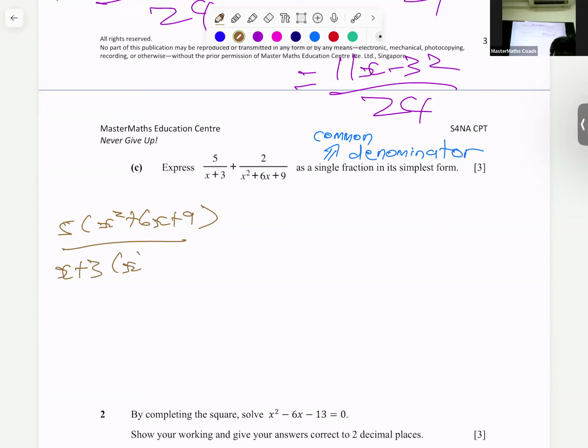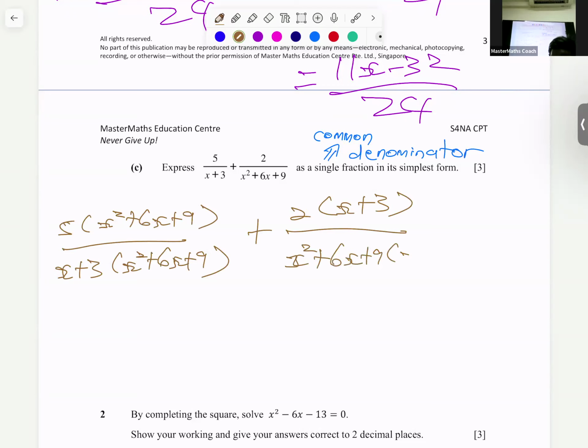x plus 3 bracket x squared plus 6x plus 9 plus 2 bracket x plus 3 over x squared plus 6x plus 9 times x plus 3. Okay, students do this. Is it correct? Definitely no. Okay, as I was writing, Khairul was already shaking his head. It's wrong. You're making life very difficult for yourself by doing this.